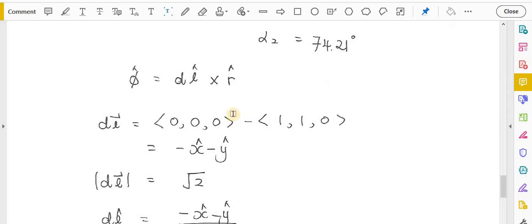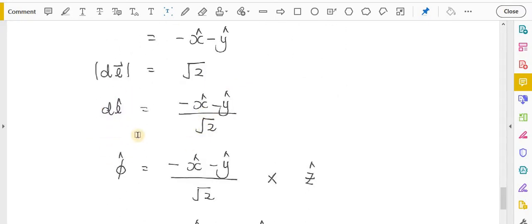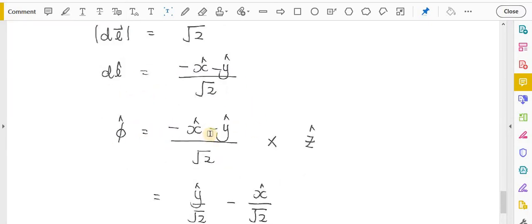So it will be 0 0 0 minus 1 1 0. Okay, so it is this one, and we only want to know, sorry, this is the magnitude, square root 2, and the dl will be this one. Okay, the dl will be this one.